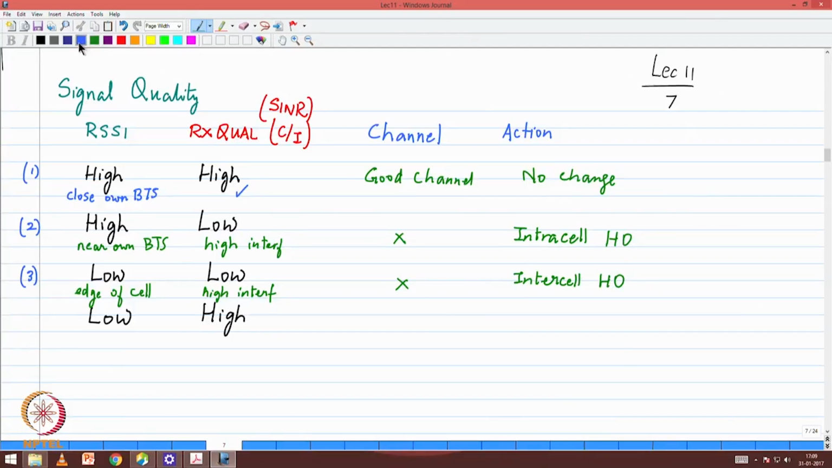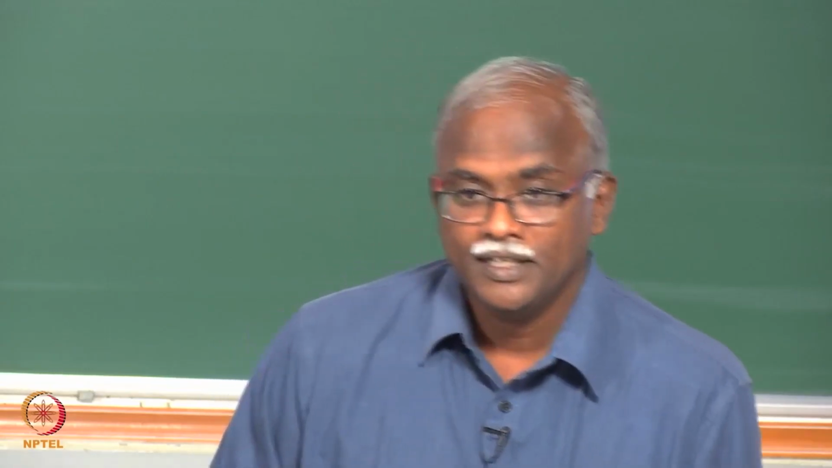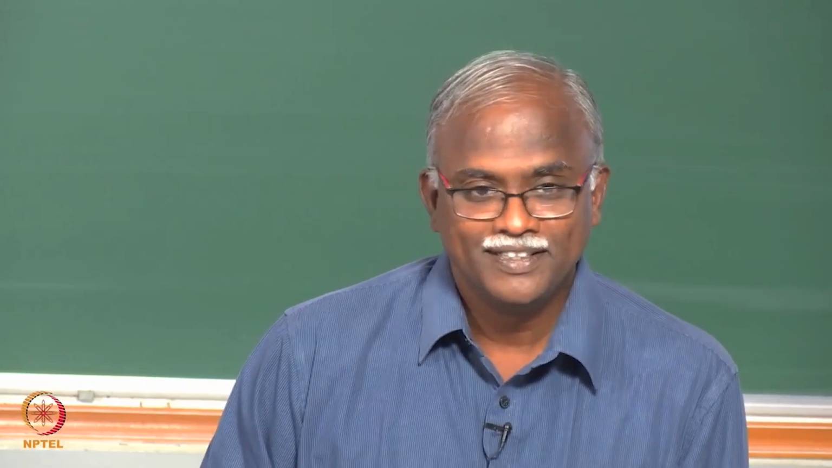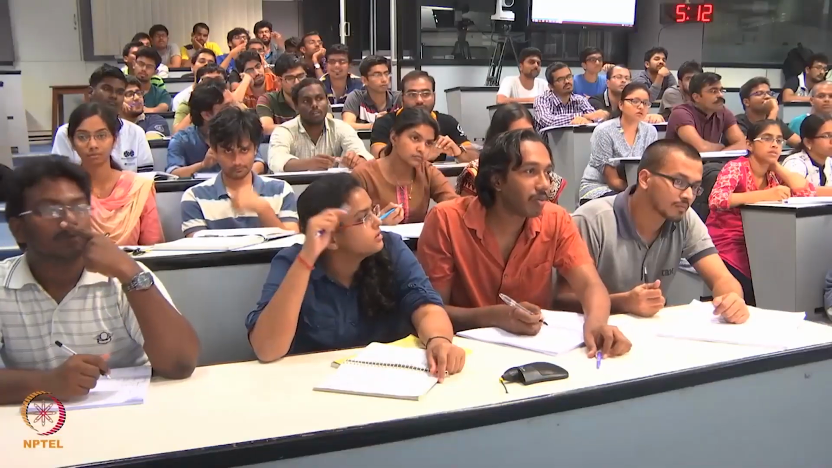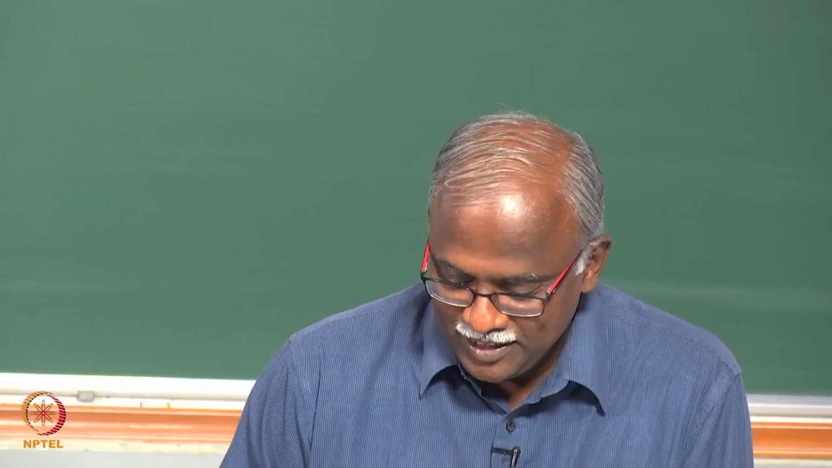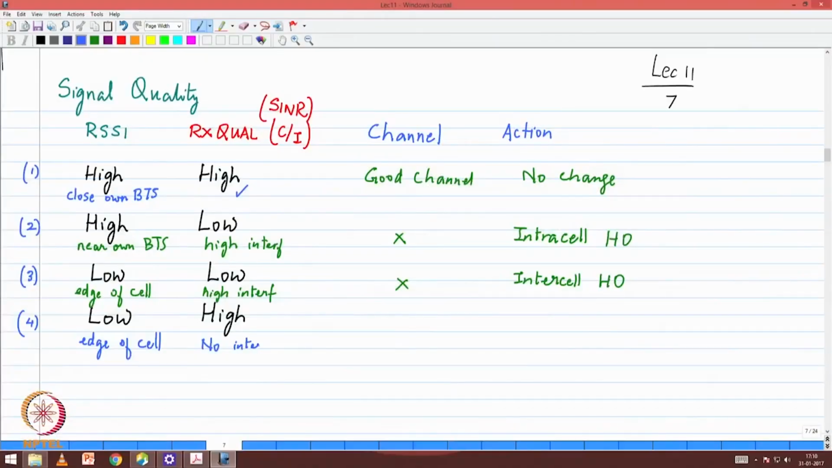And then the last scenario, my RSSI is low. That means it is possibly edge of cell, and I have high C over I. What happened? Some magic? Can this scenario happen? Yeah. Under what conditions? Transmit power on other base stations is low. So basically this says there is no interference, right, or interference is very low.